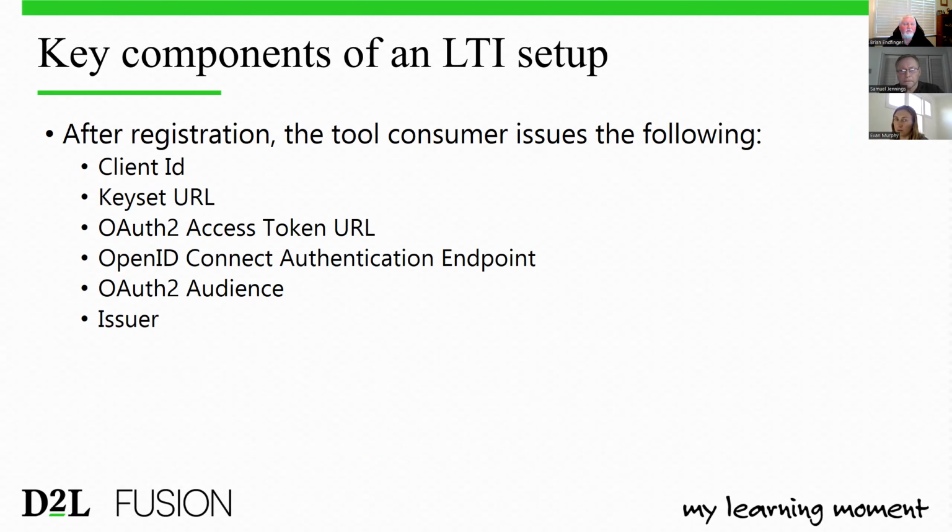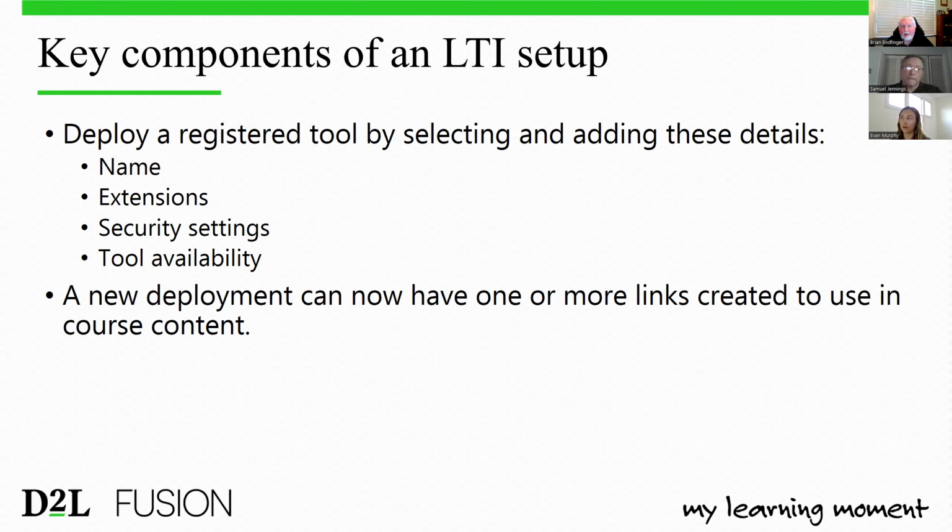So after you put this information in and register the tool, the consumer issues the following: the client ID, the key set URL, all these pieces of information, including the issuer, is provided so that you can then plug that into your deployment information. So after you receive this information, you go to the next part of the setup, and it's the deployment screen.